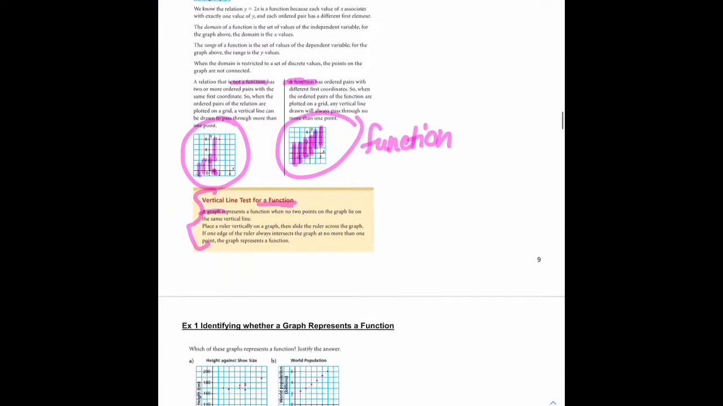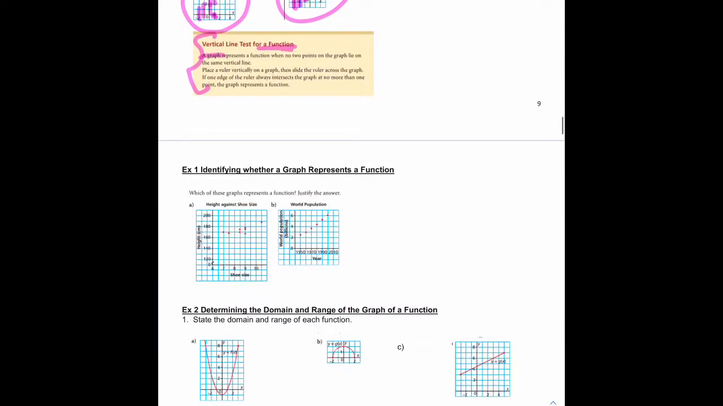Okay, let's keep going here. Example 1, identifying whether a graph represents a function. We're going to use the vertical line test like we did in the previous question. Which of these graphs represent a function? Justify your answer. For the first graph, I'm going to start drawing a straight line through every point. There's only one point there, and then look there, there's 2 points. Because of that, this is not a function. That's all we need: if the vertical line test doesn't work for one set of points.